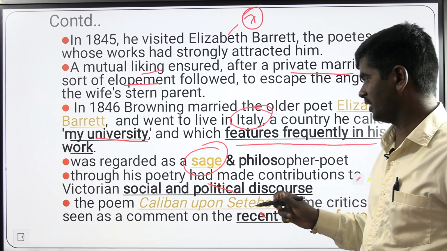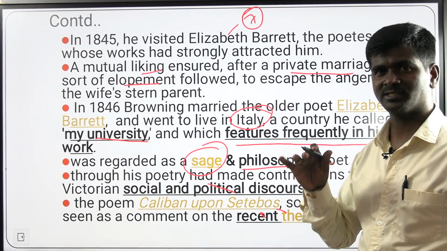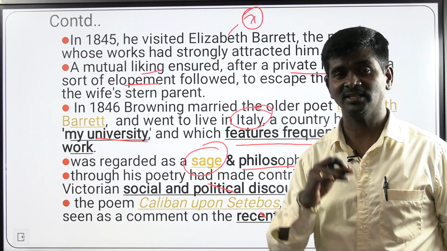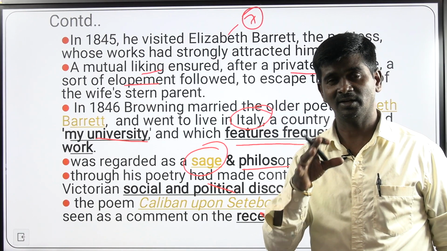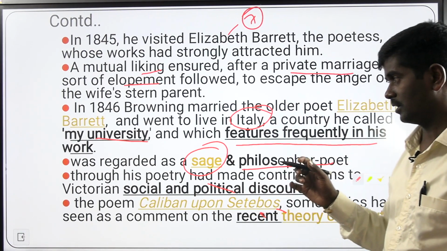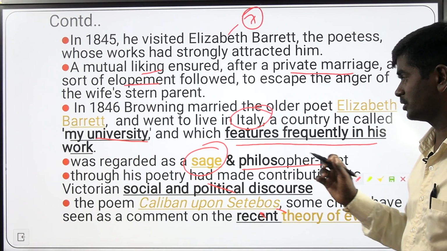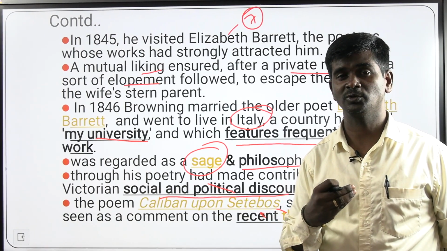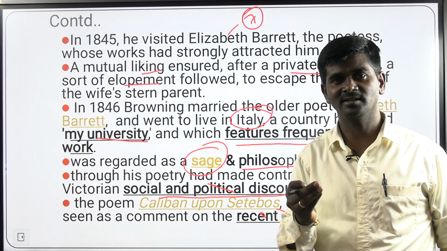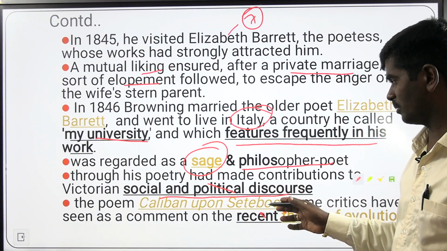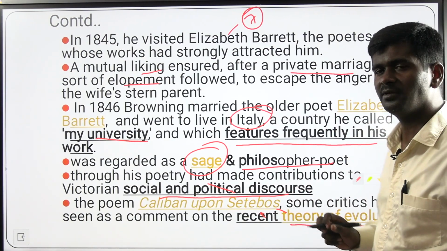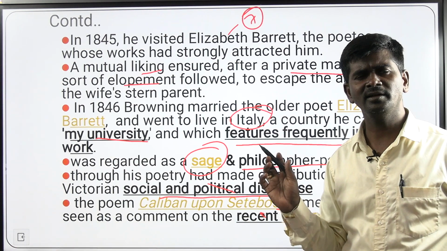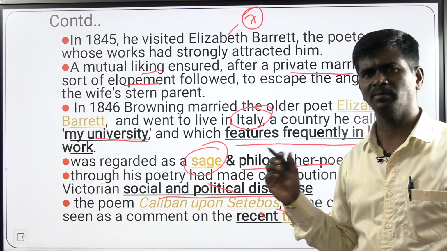Next, he was a philosophical poet, because he talks about philosophy of love, philosophy of religion, philosophy of society, philosophy of different religions, and the philosophies in terms of other aspects. Through his poetry, he contributed to Victorian social and political discourse. He spoke about social issues and political discussions through his poetry. The poem Caliban upon Setebos is a comment on the theory of evolution proposed by Charles Darwin in 1859. He didn't like this, hence he made a comment through Caliban upon Setebos.